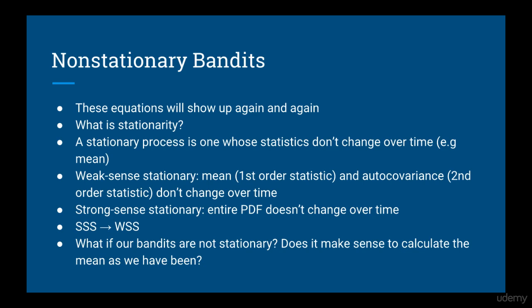This is the kind of stationary that we have, because each bandit has the same distribution each time you pull its arm. Note that a strong sense stationary process is also a weak sense stationary process, but the reverse is not true. The question is, what if the bandits weren't stationary? Would it then make sense to calculate the mean as we have been?